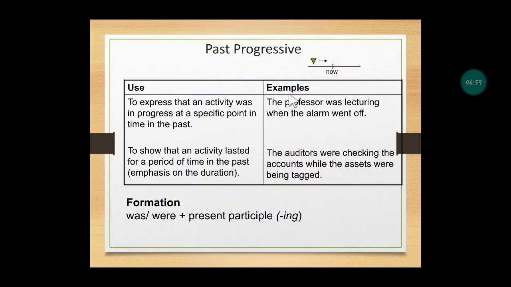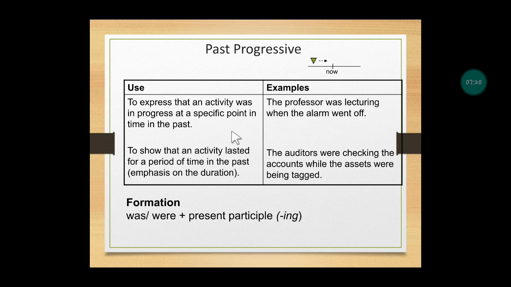Past progressive tense: something in the past that was in action. To express that an activity was in progress at a specific point in time in the past. The professor was lecturing when the alarm went off.